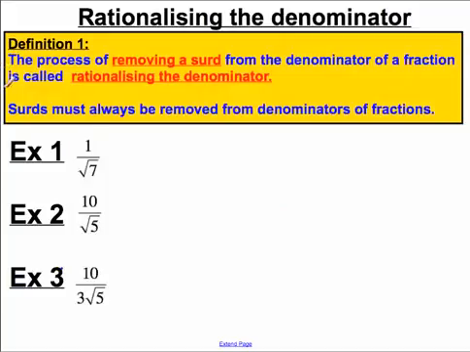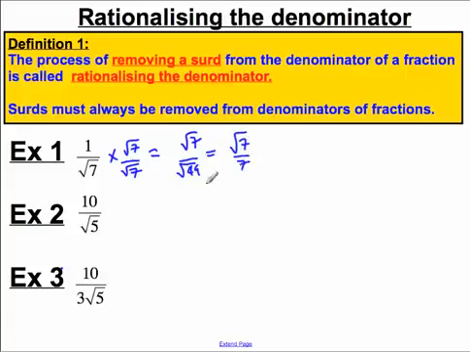Okay, let's have a go at a few examples. This process, by the way, is called rationalizing the denominator, and it's the process of removing the surd from the denominator of a fraction to keep mathematicians happy. Okay, example 1. 1 over root 7. Imagine multiplying the top, the numerator, and the denominator, the bottom, by root 7. 1 times root 7 is root 7. Root 7 times root 7 is root 49. But I know what the square root of 49 is. It's just 7, so this simplifies to root 7 over 7.